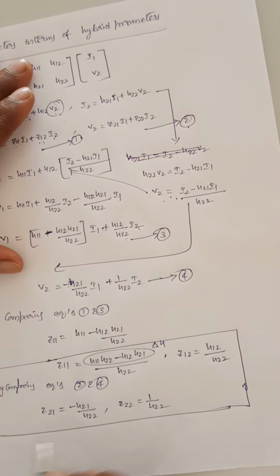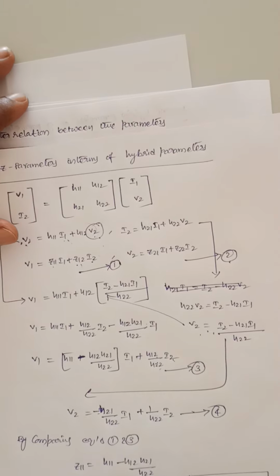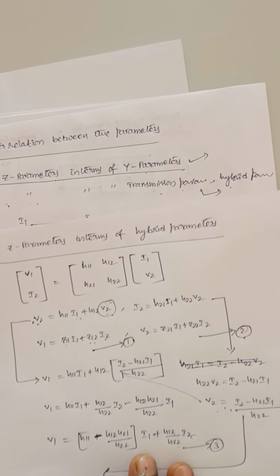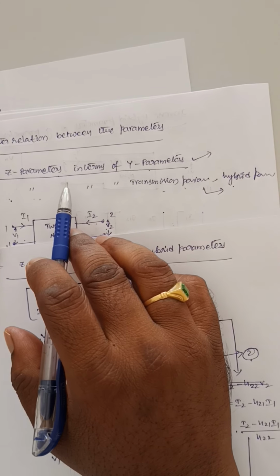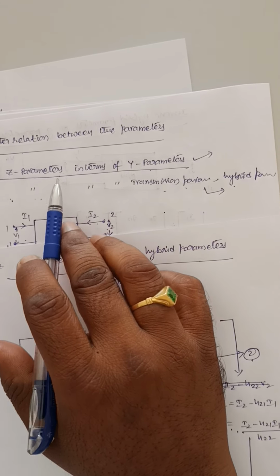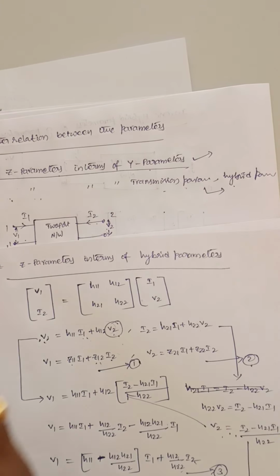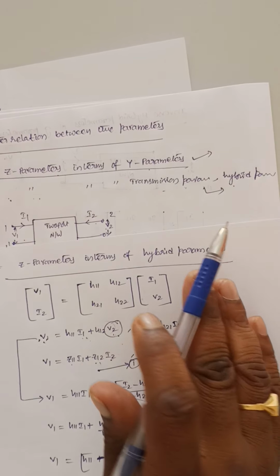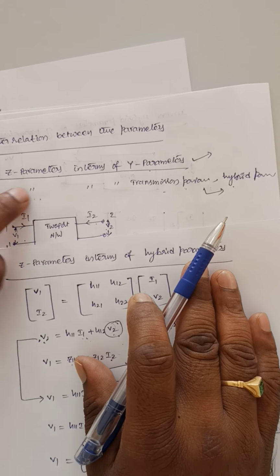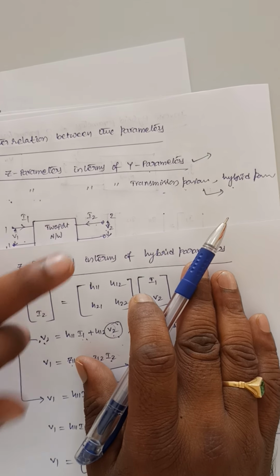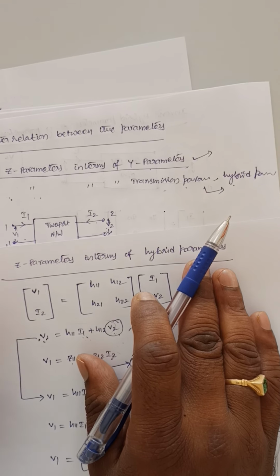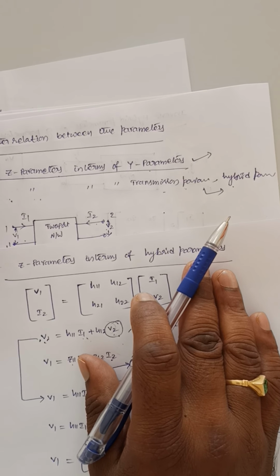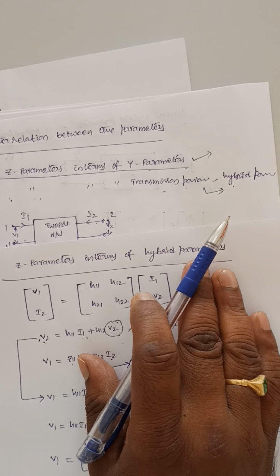So finally what I want to say here is, I am going to find the relation between one parameter and another. There are 4 types of parameters mainly: Z parameters, Y parameters, transmission and hybrid parameters. There are 2 types of methods that we need to follow for finding the relation between the parameters.